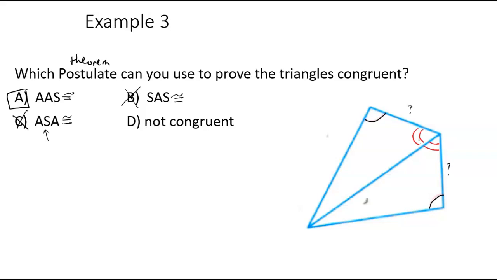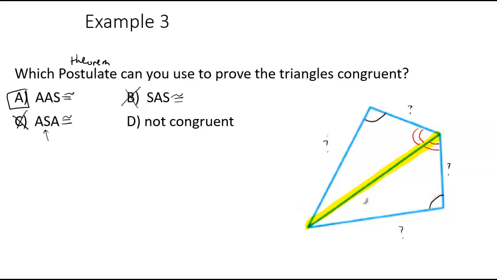So again, if I go angle, angle, side, I don't know anything about this side. I don't know anything about this side. The only side I actually know is this one, the one that I'm highlighting. And this side is in both of your triangles.